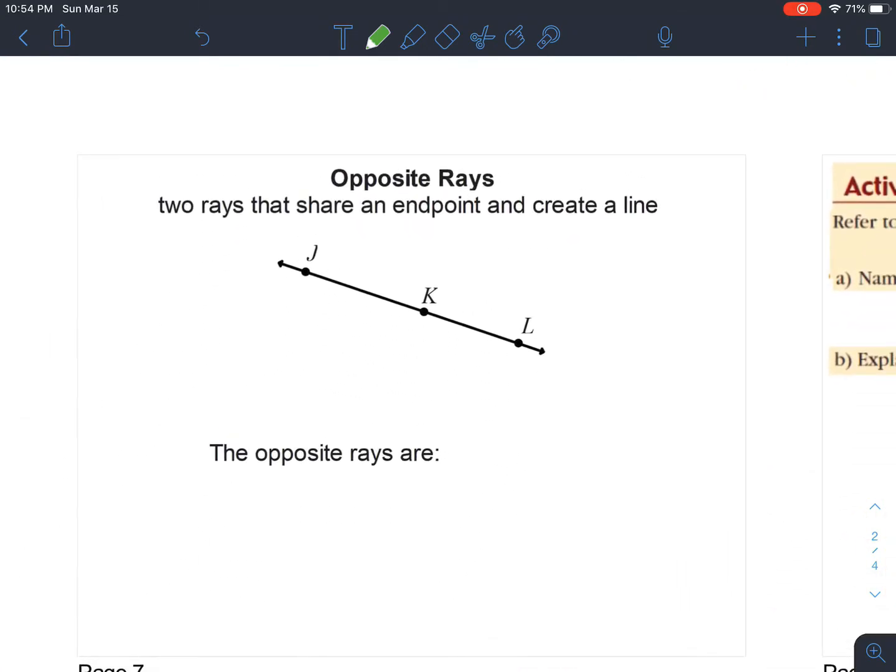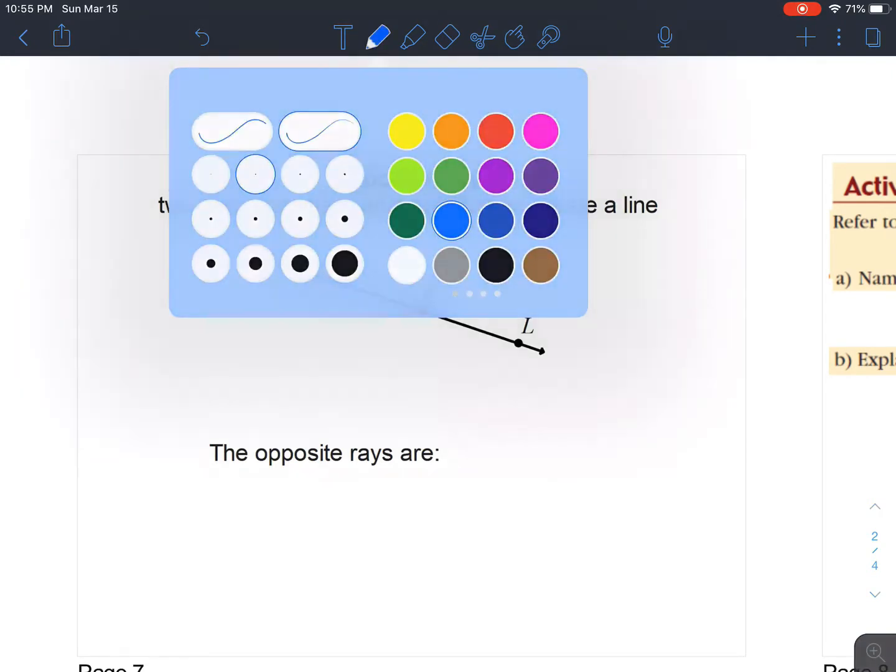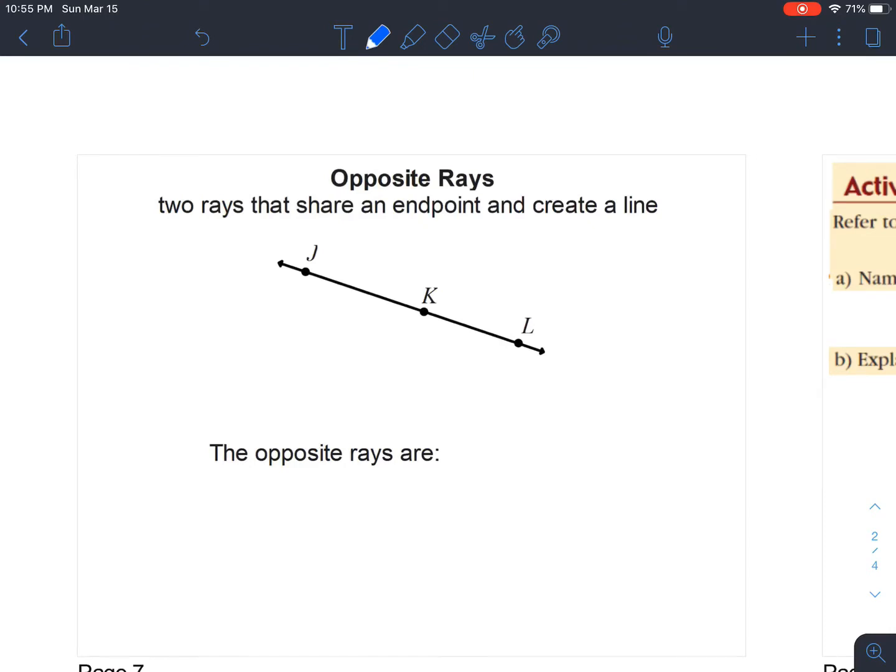All right. Now we have opposite rays, and so those are always going to be 2 rays that connect and they make a line. So in this picture, you're supposed to see that there are 2 rays that are connecting. Because we have to use 2 letters in order to name a ray, I see that both of them have an endpoint at K. One of them is going to the right, and that's making ray KL. And then the other one starts at K and is going towards J, so the other one is going to be called ray KJ.